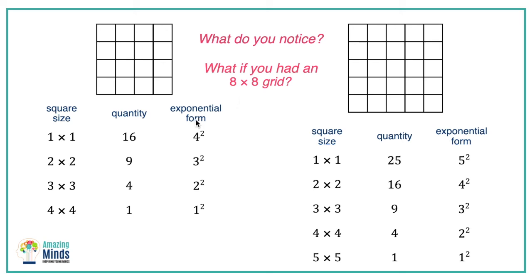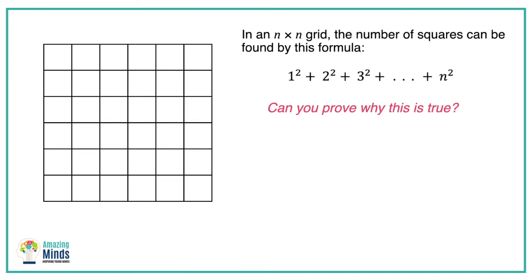Hopefully they are seeing patterns with the size and the quantity. So give them time to explore. They will get it. It's pretty exciting. So you could say, what would an n by n be? Well, eventually they'll come up with this formula. 1 squared plus 2 squared plus 3 squared plus 4 squared, all the way to n squared.